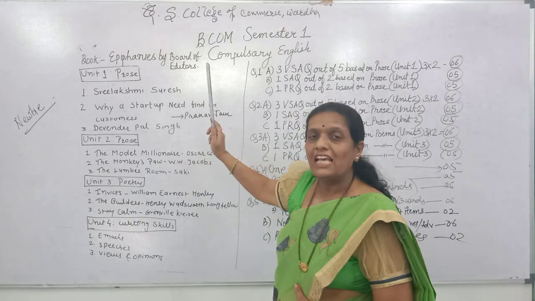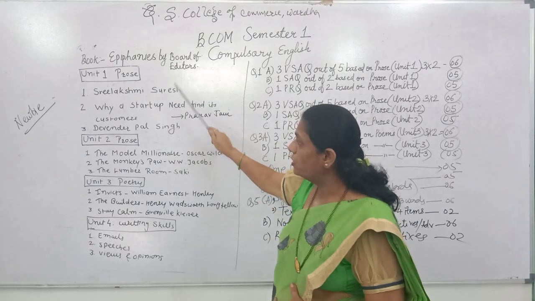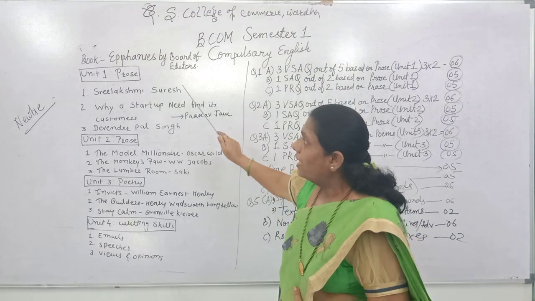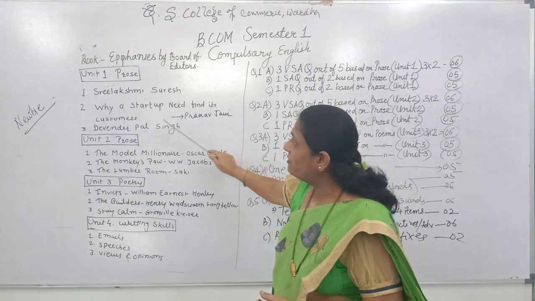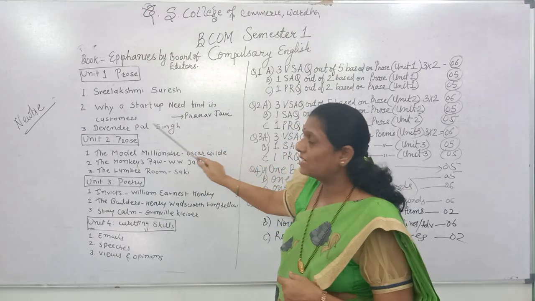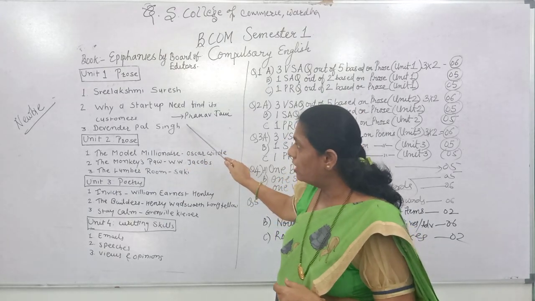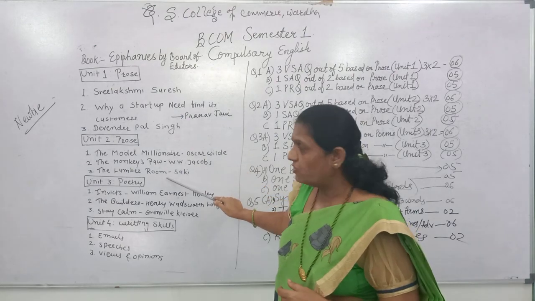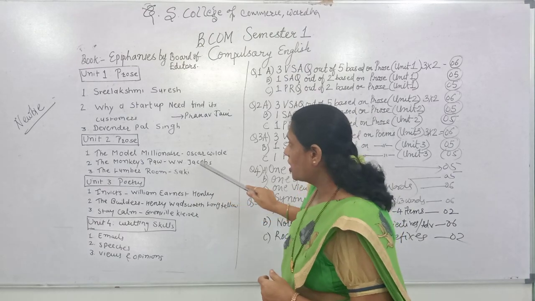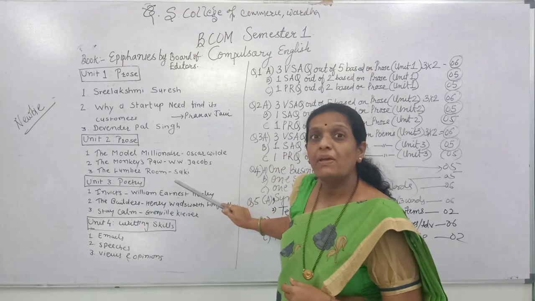Now, the textual portion has been divided into 4 units: Unit 1, Unit 2, Unit 3, Unit 4. Units 1 and 2 are the prose section. Unit 1 has 3 lessons. The first lesson is Sri Lakshmi Suresh. The second is Why a Startup Needs to Find Its Customers. And the third is Devendra Pal Singh. Unit 2 also has 3 lessons: The Modern Millionaire by Oscar Wilde, The Monkey's Paw by W. W. Jacobs, and The Lumber Room by Saki.